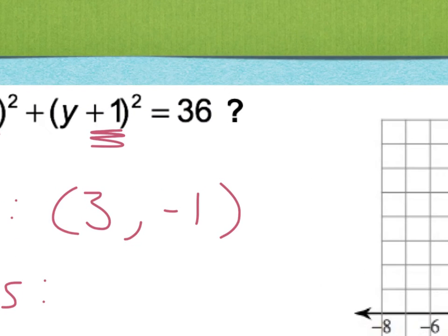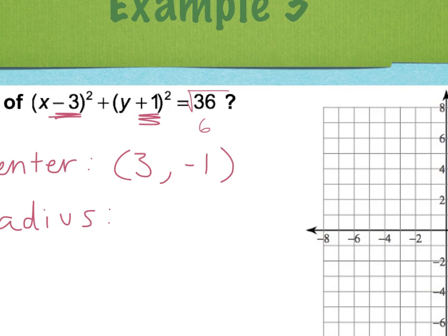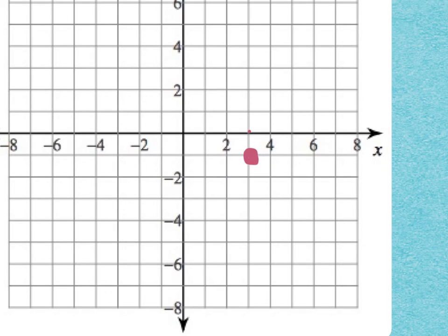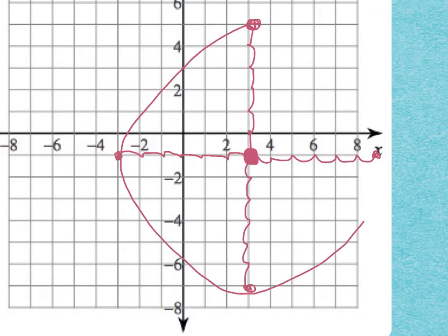Now our radius, we just take the square root of what's on the other side of the equal sign. So the square root of 36 is 6, so our radius is 6. So now we go from our point that we have and we count 6 in every direction. 1, 2, 3, 4, 5, 6, in each direction. And that is our circle.